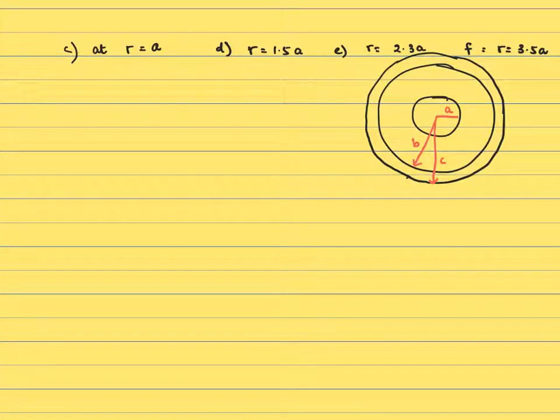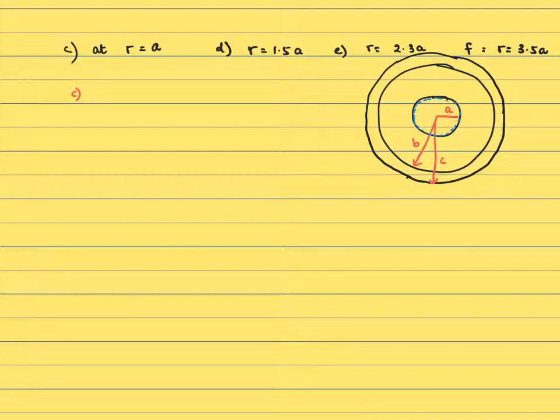So part C, the problem wants us to find the electric field at point A. Actually, I'm going to use the black pen. When you draw the Gaussian sphere, that's our practice, it lies on top of the inside solid sphere. So that's the Gaussian sphere.